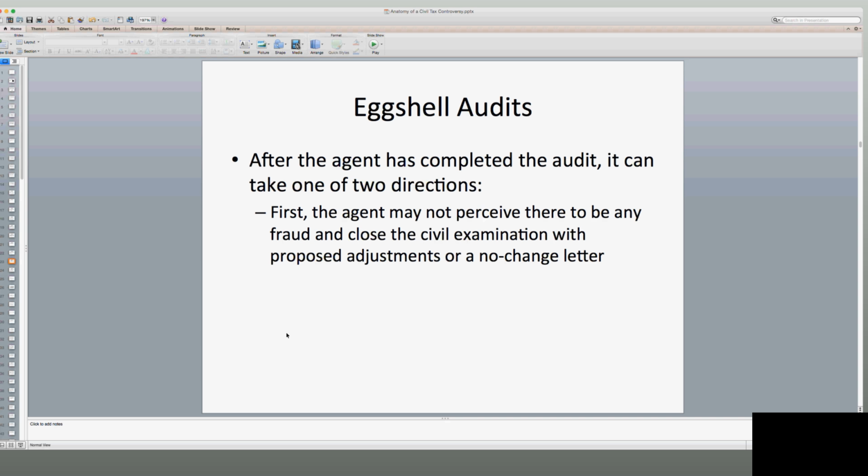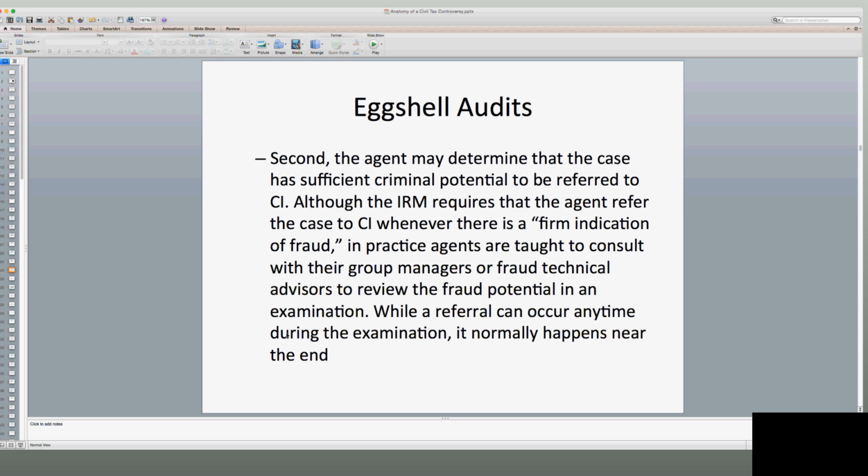After the agent has completed the audit, they can take one of two directions. First, the agent may not perceive there to be any fraud, and they'll simply close the civil examination with proposed adjustments or a no change letter. It's very seldom that you'll get a no change letter. Second, the agent may determine that the case has sufficient criminal potential to be referred to CI, and this is the doomsday scenario.